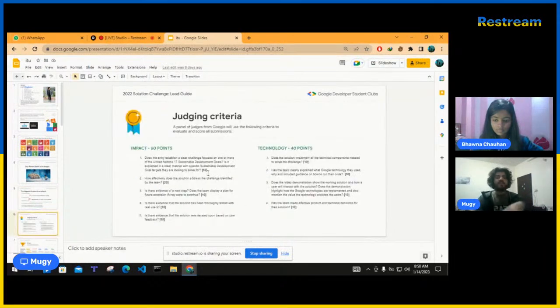Next, we have the criteria. It is how they will evaluate our solution if we participate in Google Solution Challenge and submit our project. Of 100 points, we have 60 points for impact and 40 points for technology. But they made some changes in 2023, and let me just show you.